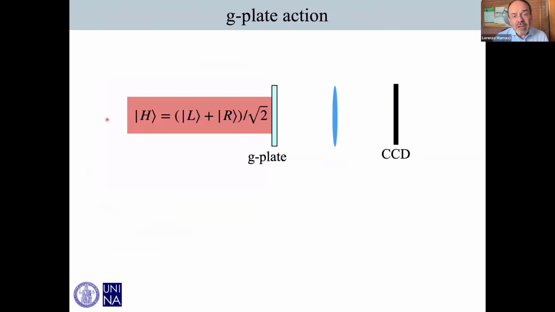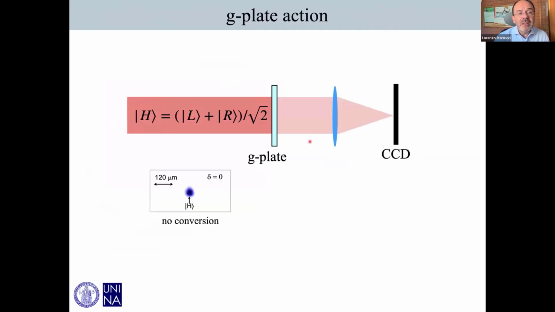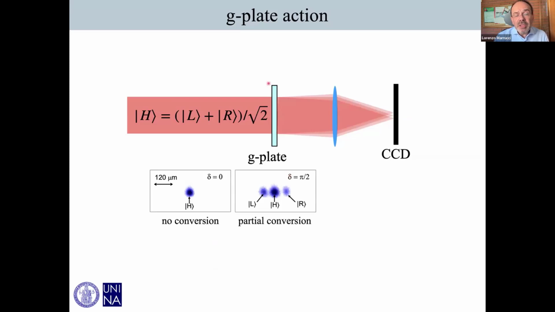If you enter such a G plate using horizontally polarized light, which is a linear combination of left plus right, in general, if the G plate is tuned to delta equals 0, it does nothing, so the light goes through, and then a lens focuses it to a central spot on a given detector. What you see here is actually data, the spot that you measure on the CCD in this situation. Then you can turn on the G plate, for example, set delta equal to pi over 2.